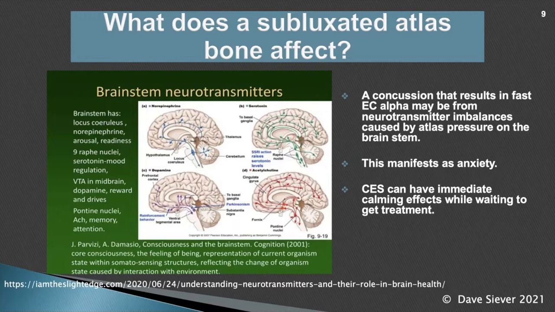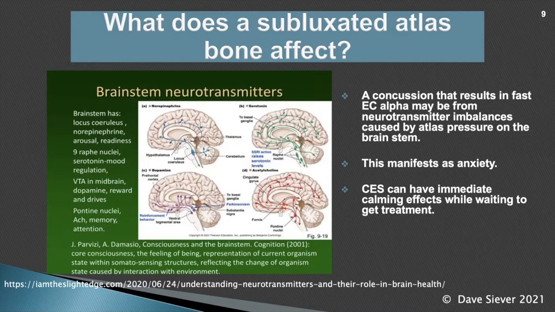For instance, when I have someone with a concussion and their eyes closed alpha frequency is running fast, I suspect that it is some kind of a ratio that gets thrown off between norepinephrine and probably serotonin and acetylcholine. And so it causes a fast running alpha, even though typically they would have a slower running alpha because of the fact that they had a concussion. And once NUCA is done, that does seem to settle down.